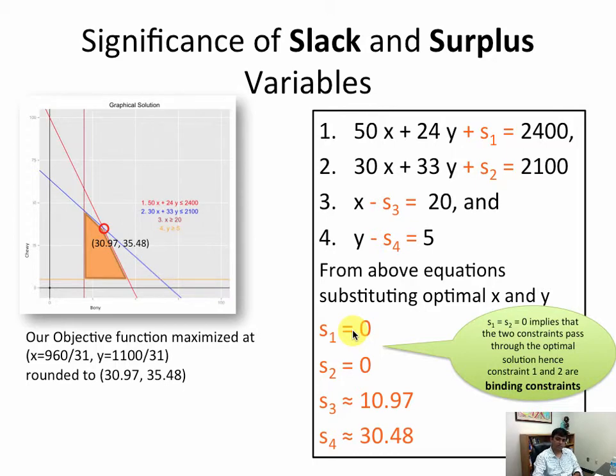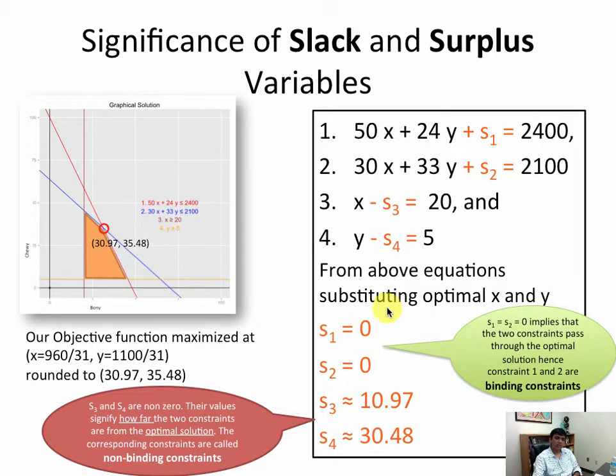and hence in our case constraint 1 and 2 are called binding constraints. On the other side, s3 and s4 were surplus variables that we added to constraint 3 and 4, but they are not 0. They have values of 10.97 and 30.48. So this shows that the two constraints 3 and 4 are this far from the optimal solution. And since constraints 3 and 4 do not pass through the optimal solution, they are called non-binding constraints.